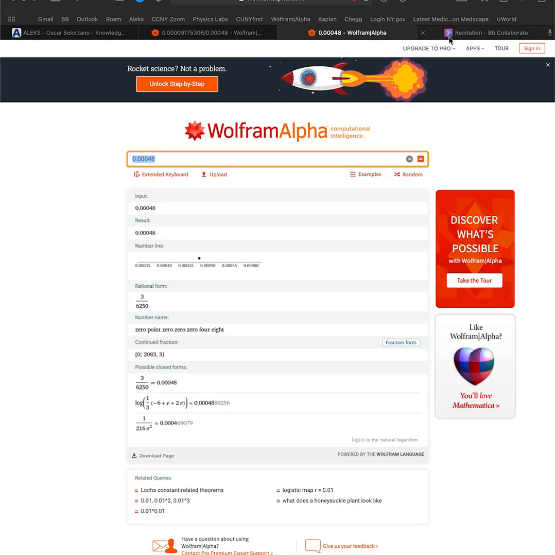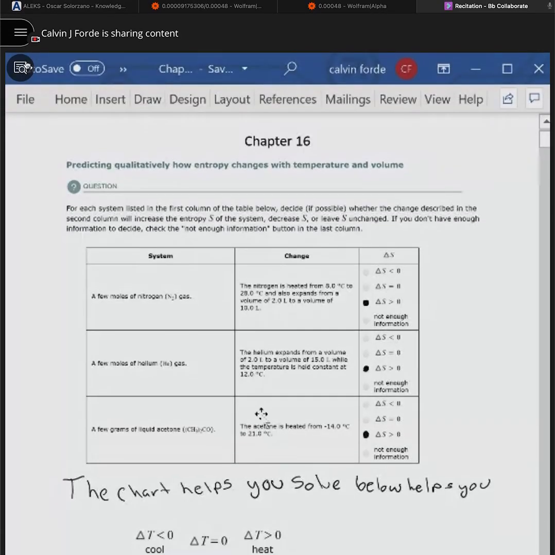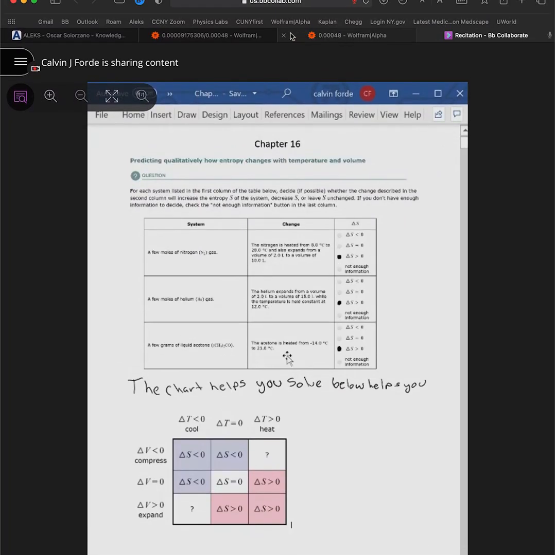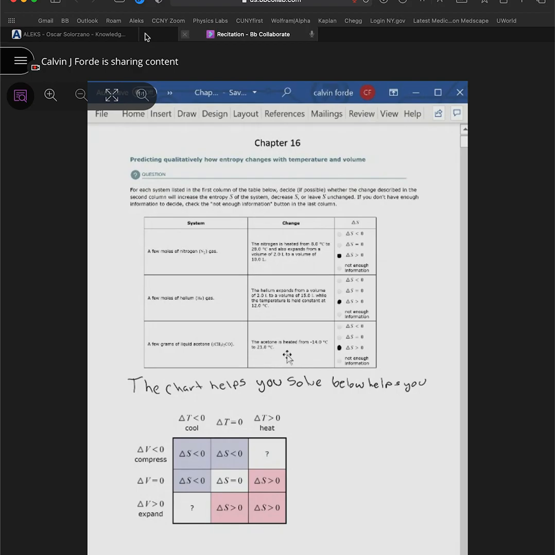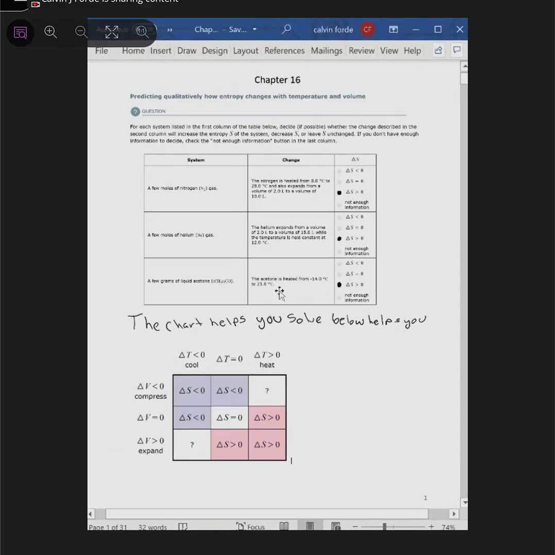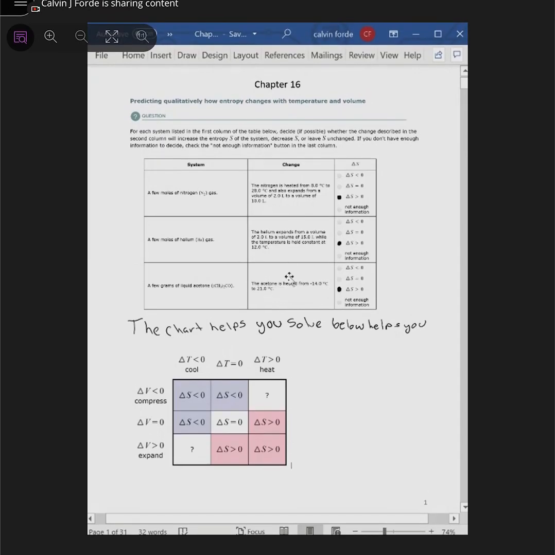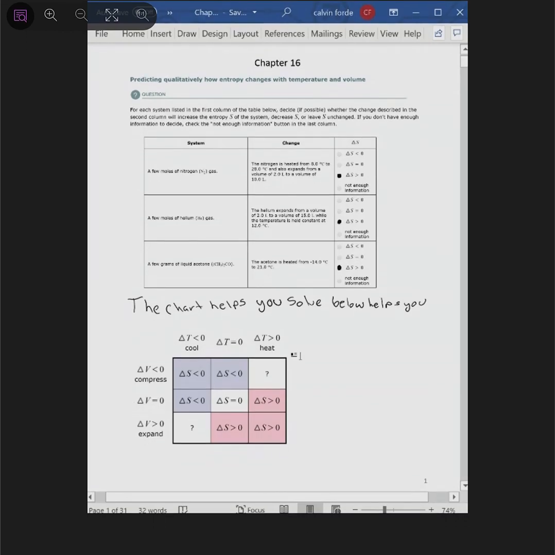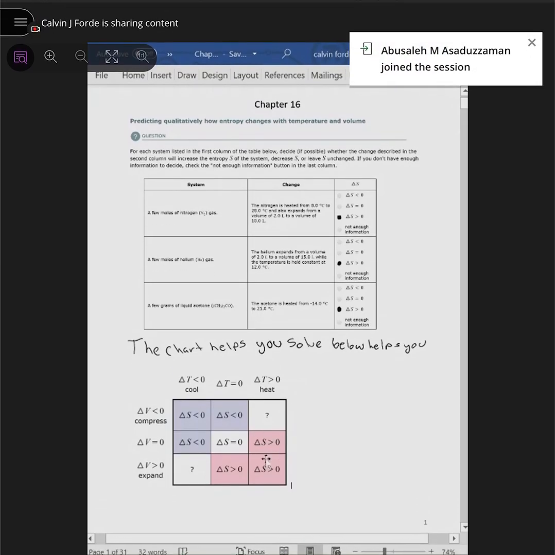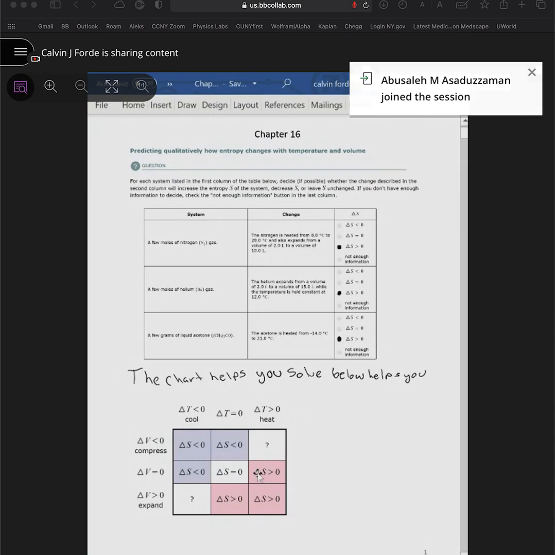The acetone is heated from negative 14 centigrade. So all we know here is temperature. Since we know the temperature but don't know what's happening to the volume, we can assume the volume is going to stay consistent. So temperature is going up, volume staying consistent, so that means our entropy is going to increase.